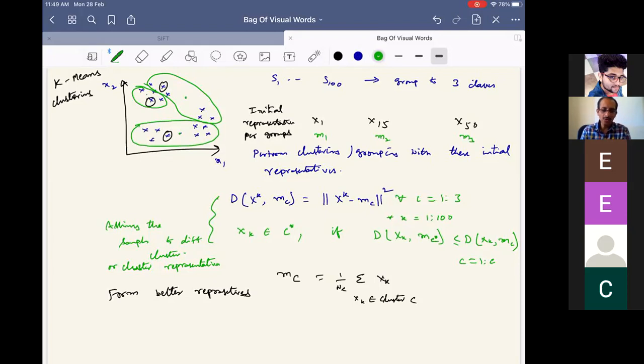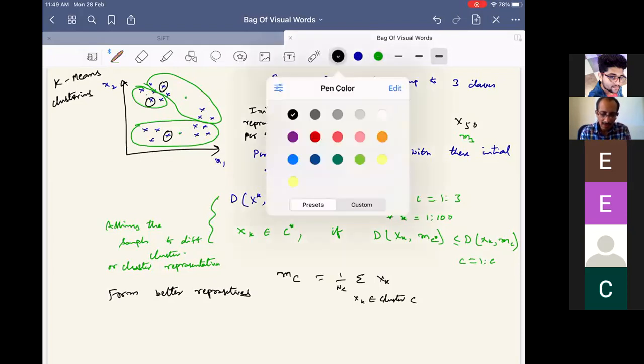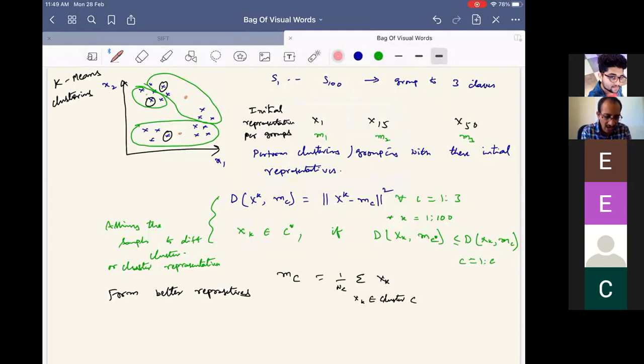Now if I make another grouping, what will happen? So these are the new representatives, and I will make the new groups. This may be one group now, and this may be another group. Here it may divide a little bit, so this may be another group, and then this may be another group. Like that. This also may not be very good, so we may go for another iteration. Again form better representatives, and then the next step is again to cluster.